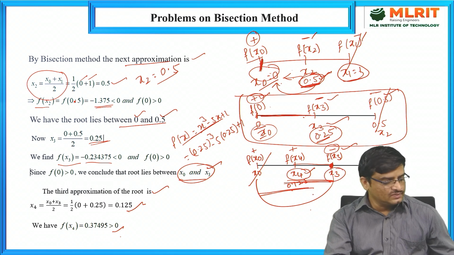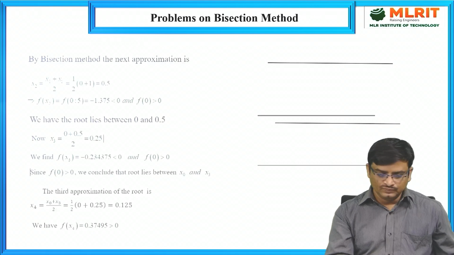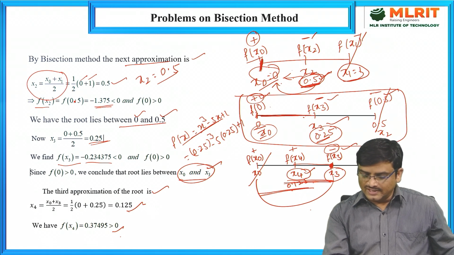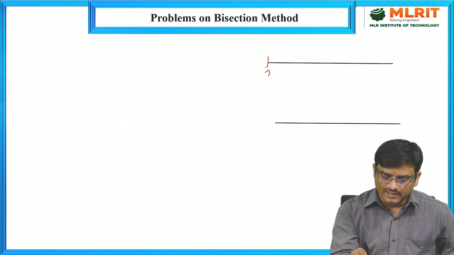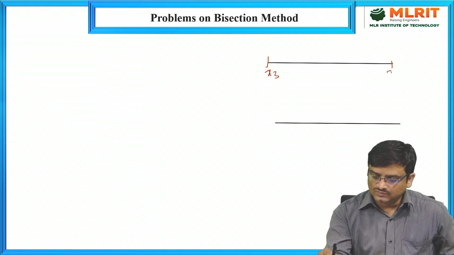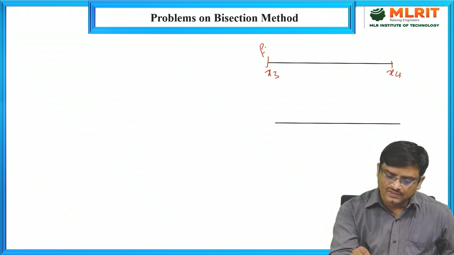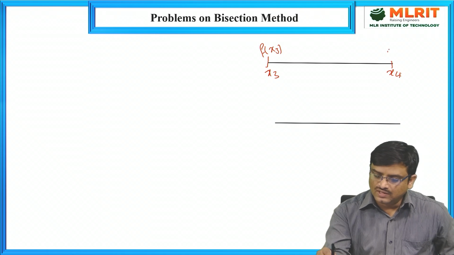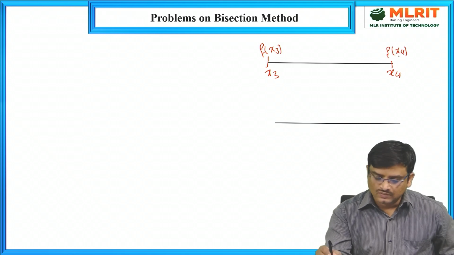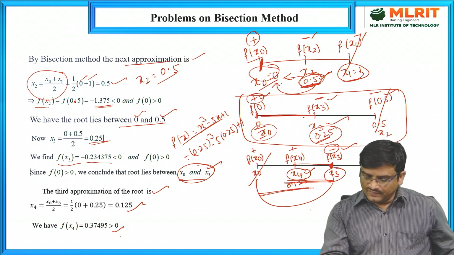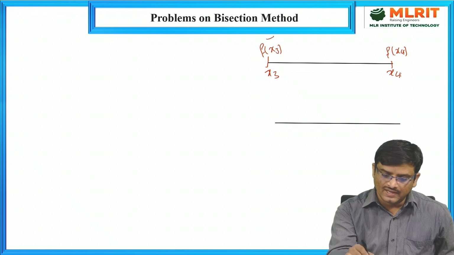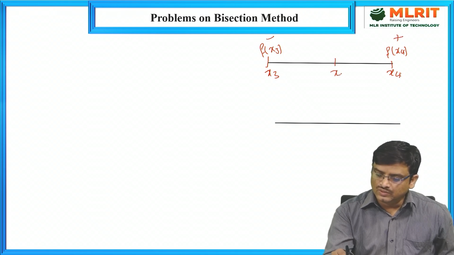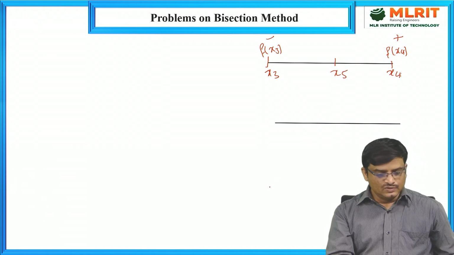Follow the same procedure and you will get our required value. So our root lies between x3 and x4. Represent this x3 and x4. Now we have f of x3 with a negative sign and f of x4 with a positive sign. Now we are going to find our new approximation, that is x5. So take the average.